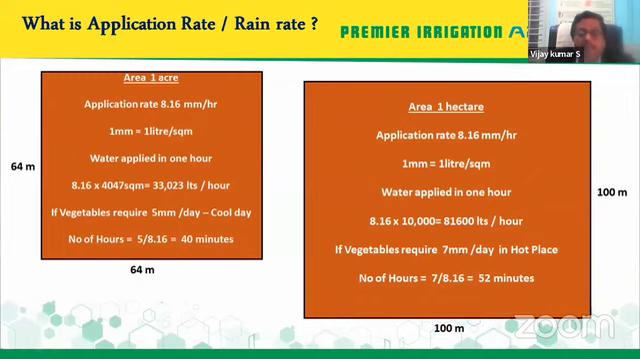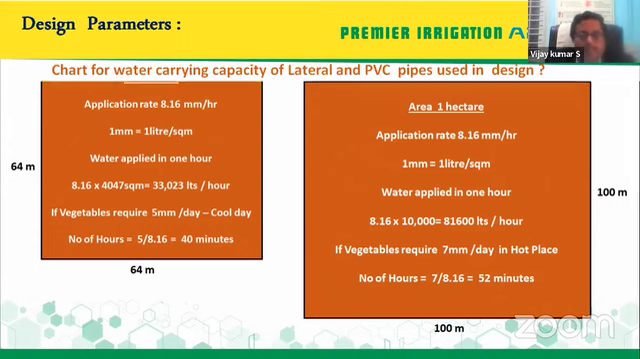Now, if I take this 1 hectare plot and I want to irrigate the same vegetable, but it is in a hot place, a very hot day, and I need to give 7 millimeters per day, then how many hours will I have to irrigate? So 7 divided by 8.16, because we have fixed the application rate of the sprinkler. So I will have to operate it for about 52 minutes. You will understand it's very simple logic: if the day is cool, the number of minutes that you have to operate the sprinkler system is going to be less. And if it is a very hot day, I will have to increase the number of minutes for irrigation.